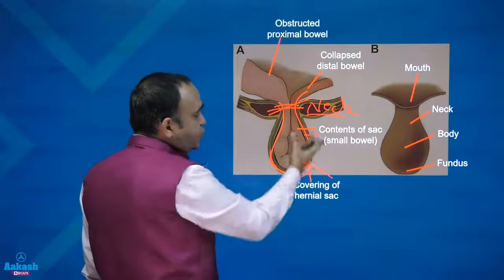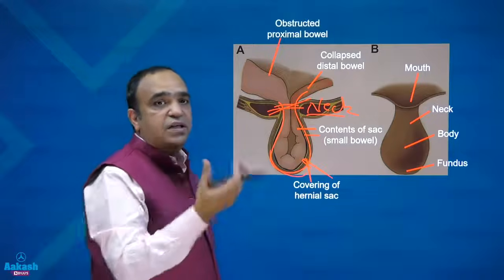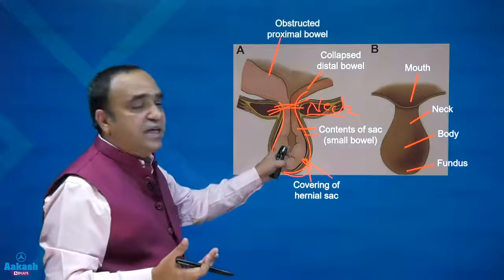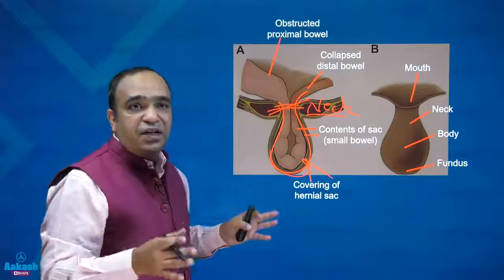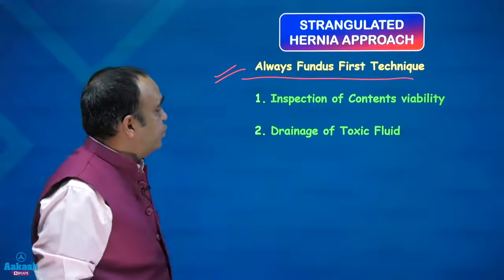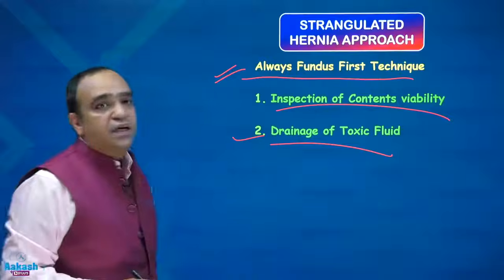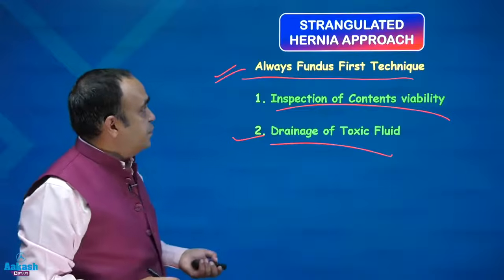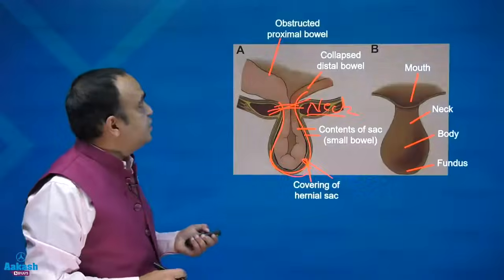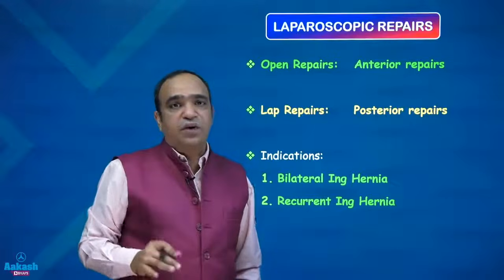Once you open the fundus, you will have the entire content, take it out, drain all the toxic fluid. If the content is healthy, you can push it back. If the content is unhealthy, you have to resect the gangrenous part of the bowel. So drainage of the toxic fluid and inspection of the contents' viability, these are the 2 important advantages because of which we want to do a fundus first technique. So this is all about open repairs of inguinal hernia.